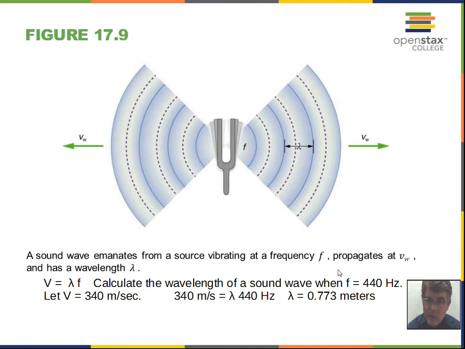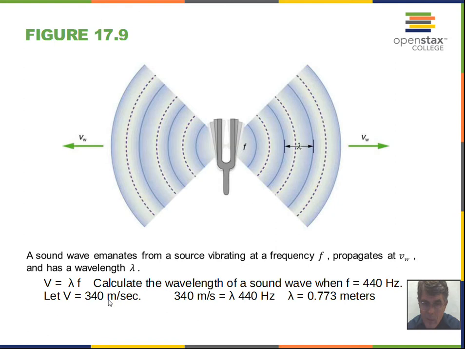This is the note A on the musical scale, 440 hertz, and it's a sort of mid-range frequency, not too high, not too low. Suppose we are in a room with the temperature such that the speed of sound is 340 meters per second. Well, it's a direct calculation.